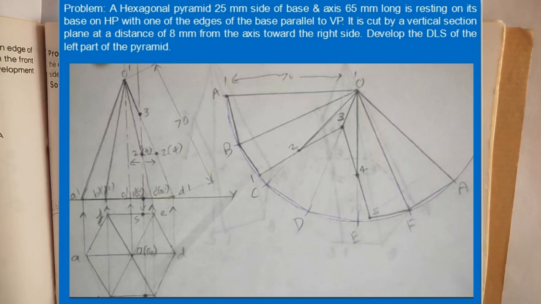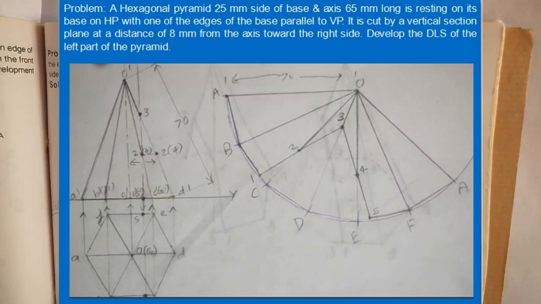need to draw the development of lateral surface for a hexagonal pyramid, which is cut by a cutting plane or a section plane. So the statement is before you. As you can see, you have a hexagonal pyramid which is 25 mm sides of base and axis is 65 mm long. It is resting on its base on HP with one of its edges of the base parallel to VP. It is cut by a section plane at a distance of 8 mm from the axis towards the right side. You need to develop the lateral surface of the left part of the pyramid.